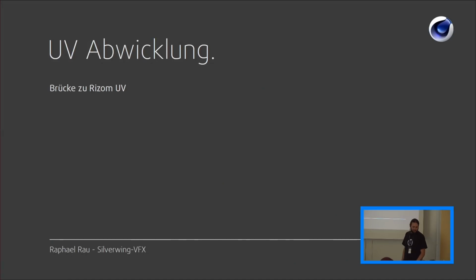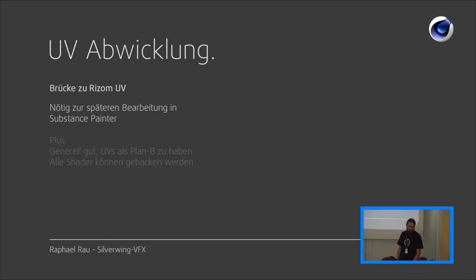So for UVs, I used Rizom UV. It was called Unwrap 3D before. I switched from Cinema 4D because Cinema 4D unfortunately didn't develop their UVing tools in the last couple of years. So I looked for another software to support that, and I'm very happy with Rizom UV. The plus side for UVs is it's generally good to have them. Even if you don't need them, it's a good fallback.